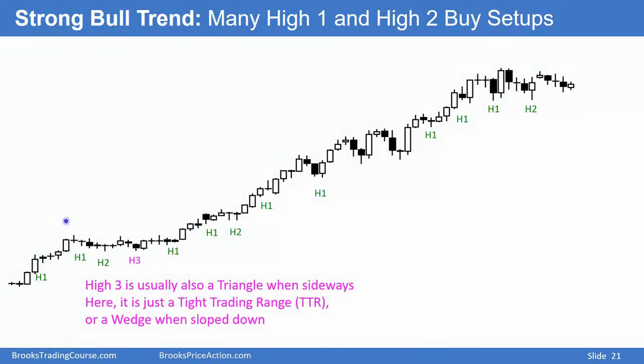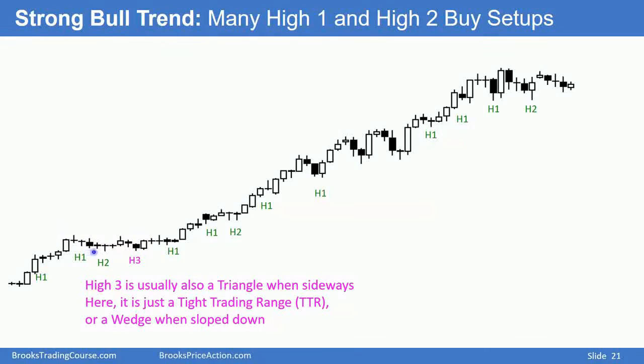Now, a high 3, when it's sideways, it's a triangle. A pullback that's sloped downward, it's a wedge. And here, this is mostly sideways. It does not look at all like a triangle. Here we went above that bar, high 1. This one above here, high 2. This one above there, high 3.